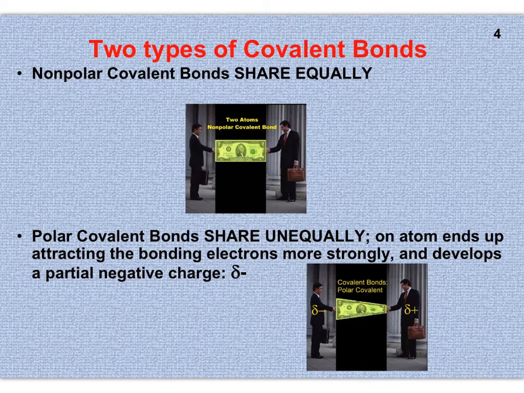I just like this pictorial showing nonpolar versus polar covalent bonds. Now they're both covalent bonds. They both share electrons as opposed to completely transferring them from one atom to the other. But the nonpolar covalent share very nicely, very equally. In polar covalent, one of the 2 atoms wants the bonding electrons much more than the other one, and so it pulls harder.